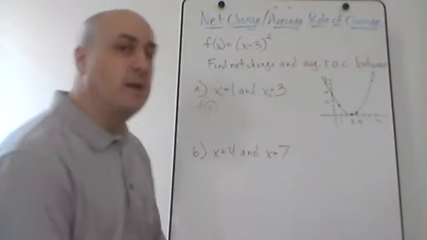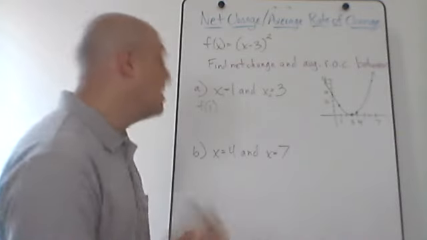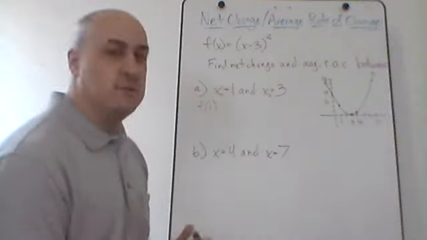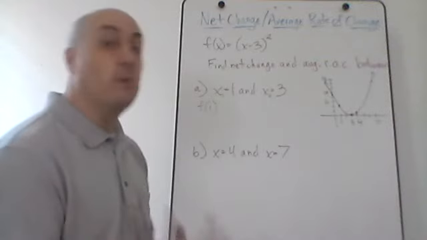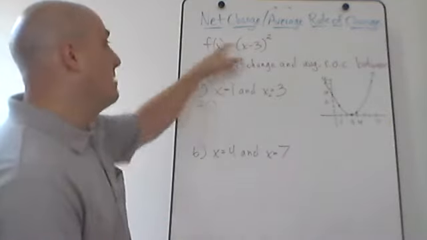Right, to get my y coordinates, and then I can use those to get my net change and my average rate of change. A lot of times for the net change problems and for the average rate of change problems, they only give you the x values. So the first thing you have to do is figure out what the y values are that go with those x values, right? Which is by plugging the x value into the function.